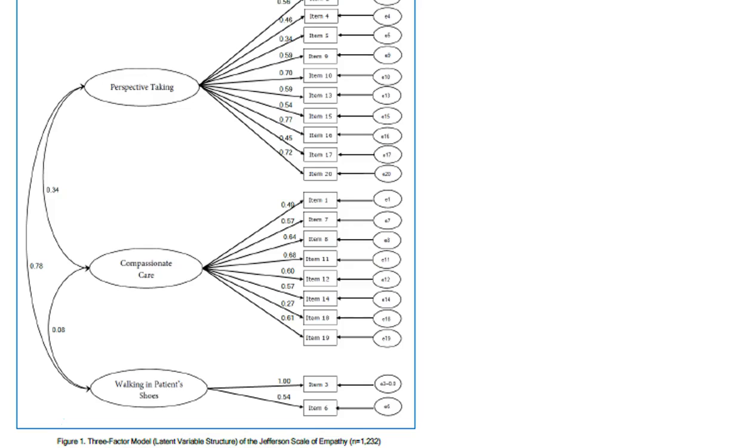But if you've already written the instrument and published it, or it's already in use, which is what happened with the Jefferson scale of empathy, it might at that point be too late to go back and say, oh, we're going to remove some items, we're going to maybe write some new items, we're going to rethink the nature and scope of the conceptual space here. And so that's what you'll see happening very often, is that modestly well-fitting models are published because we're probably not in a position to revise the instrument.